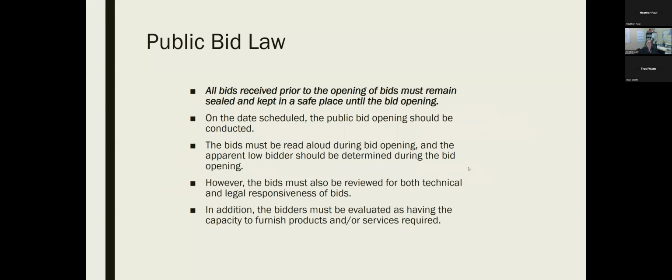All bids received prior to the opening of bids must remain sealed and kept in a safe place until the bid opening. On the date scheduled, the public bid opening should be conducted. The bids must be read aloud during the opening, and the apparent low bidder should be determined during the bid opening. However, the bids must also be reviewed for both technical and legal responsiveness of bids. In addition, the bidders must be evaluated as having the capacity to furnish the products and or services required.